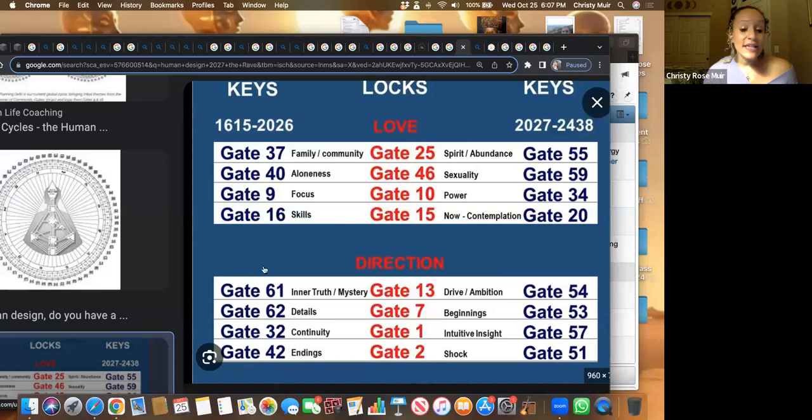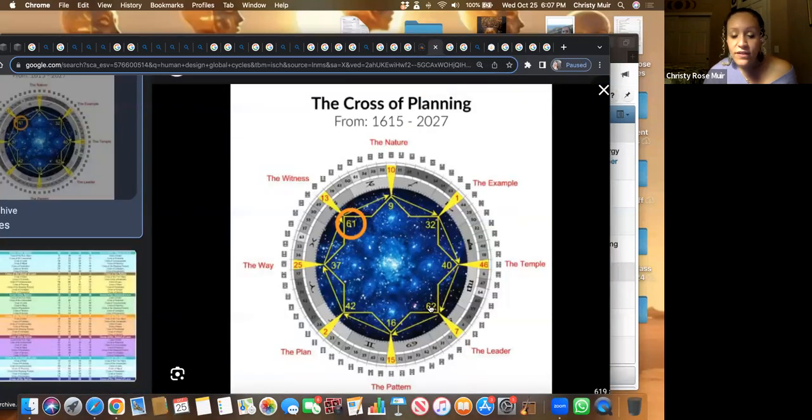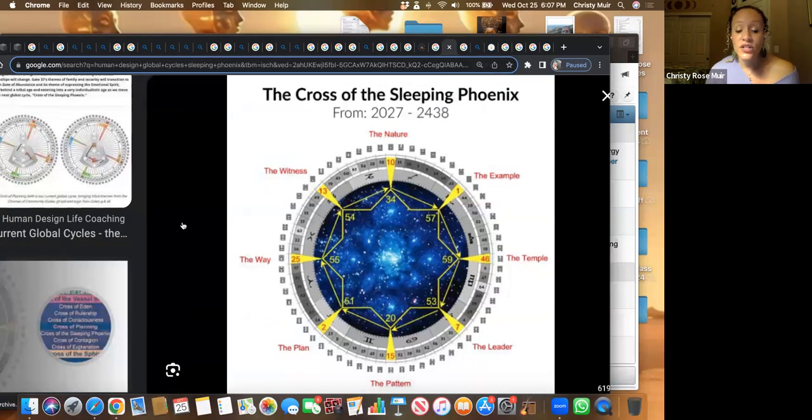Up until 2026, we've been interpreting history through the gate of inner truth. The leader has been the one that has the details. The witness of history has been inner truth. The example has been about continuity, so showing up and following through with the proper steps of a process. And the plan has actually been about completion. So we've been completing a cycle. It's been built into the process of planning.